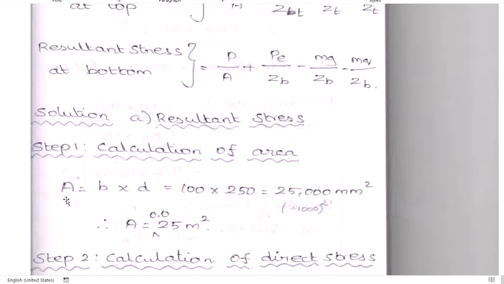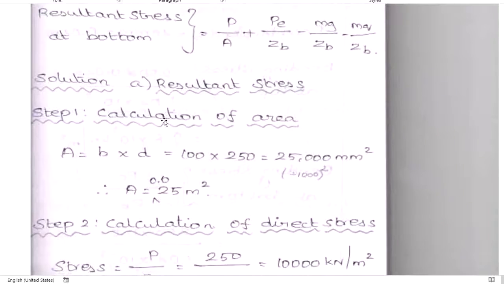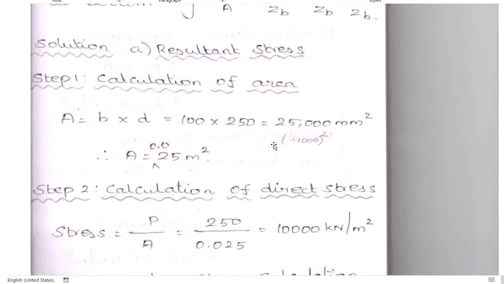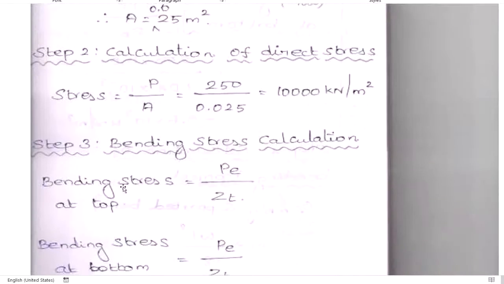So first, calculation of the cross-sectional area. I need A, so I am calculating A. It is simply B into D, that is 25,000 mm square. I have converted it to meter square by multiplying by 10 to the power minus 6, so I get 0.025 meter square. Next, calculation of direct stresses. The first part, P divided by A, is 10,000 kilonewton per meter square.